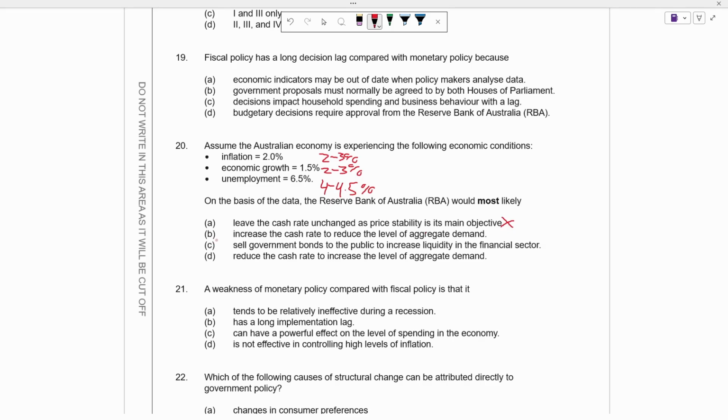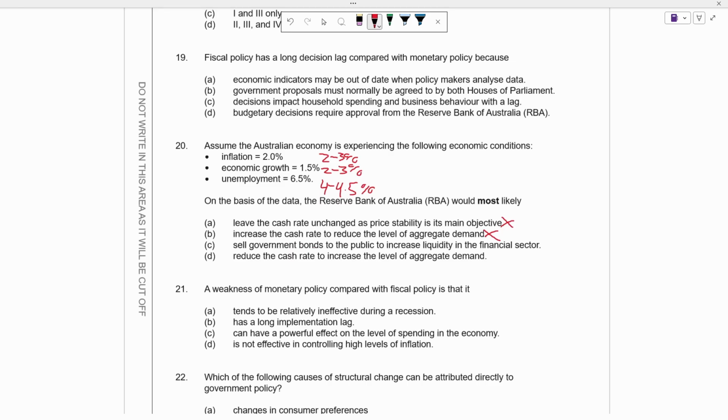B, increase the cash rate to reduce the level of aggregate demand. This one is also incorrect, as the RBA increases the cash rate, leading to a decrease in aggregate demand. That's going to decrease economic growth and increase unemployment even further. This is because the cost of borrowing for firms increases, so they're going to make less profit, and also they're going to decrease their output and hire fewer employees.